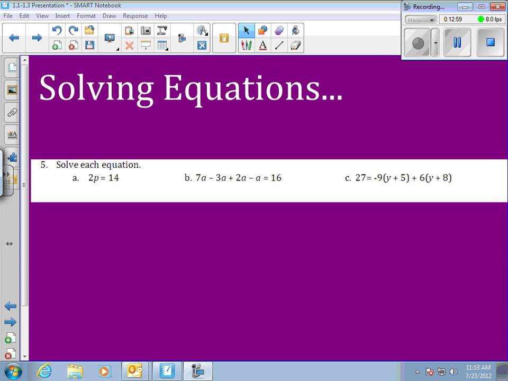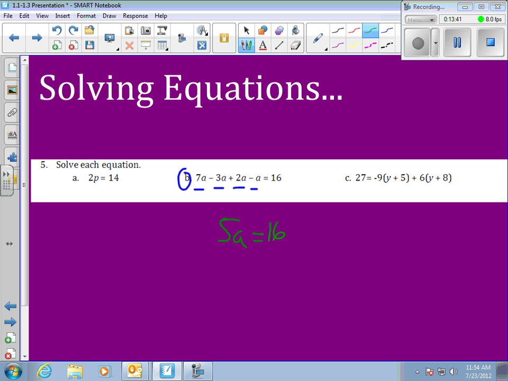Okay, solving equations. Basically, when we're solving equations, you want to simplify both sides and then get the variable terms on one side, and finally get rid of your coefficients. So simplifying both sides, we'll do b right here. Basically I have a 7a, a negative 3a, and a 2a, and a negative a all on one side. They're all like terms, so I can add them all together. 7a minus 3a is 4a. 4a plus 2a is 6a. 6a minus 1a, this is a 1a here, is going to give us 5a equals 16.